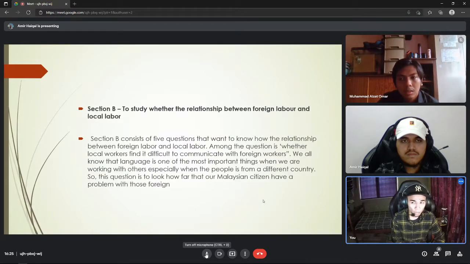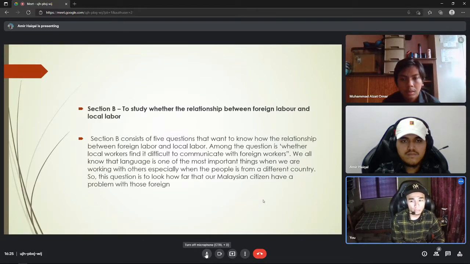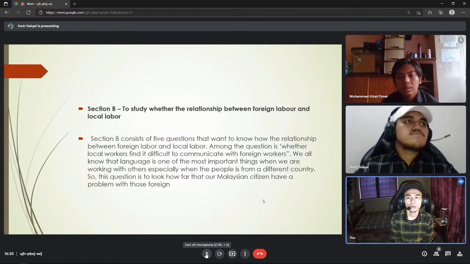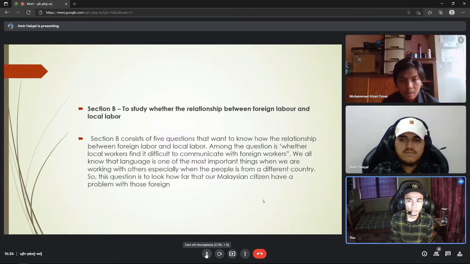Next. Section B studies the relationship between foreign labor and local labor. Section B consists of five questions that want to know how the relationship is between foreign labor and local labor. Among the questions is whether local workers find it difficult to communicate with foreign workers. We all know that language is one of the most important things when we are working with others, especially when the people are from a different country. So this question is to look at how far Malaysian citizens have a problem with those foreign workers.